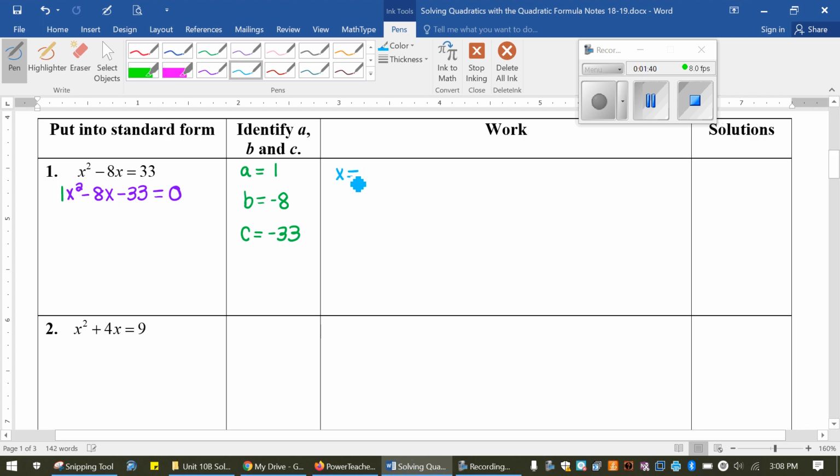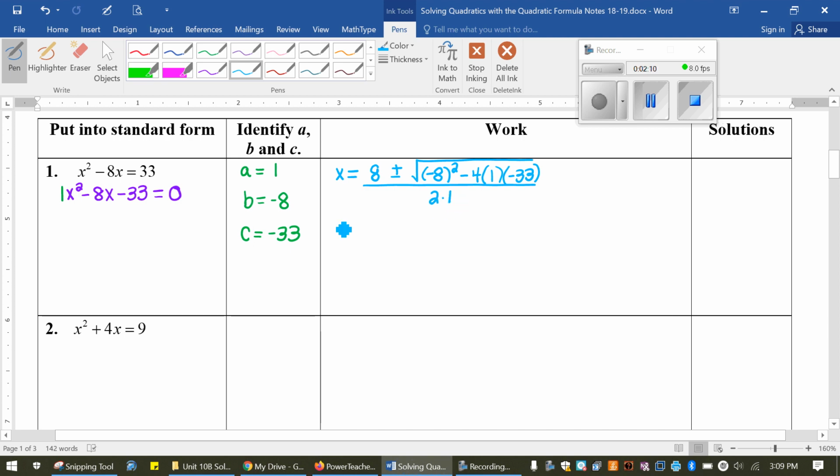So x equals, we do the opposite of b. So since b is a negative 8, the opposite is a positive 8, plus or minus the square root of negative 8 squared, b squared, minus 4 times a times c, all over 2 times a.